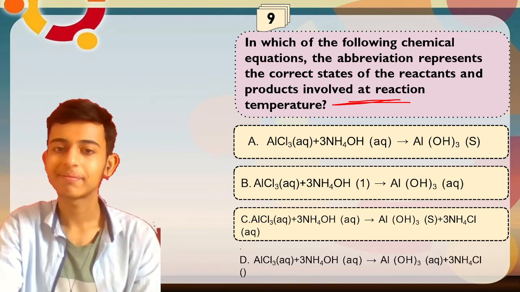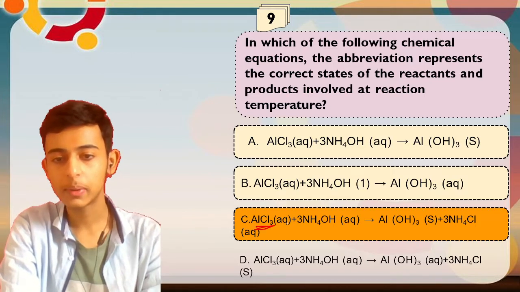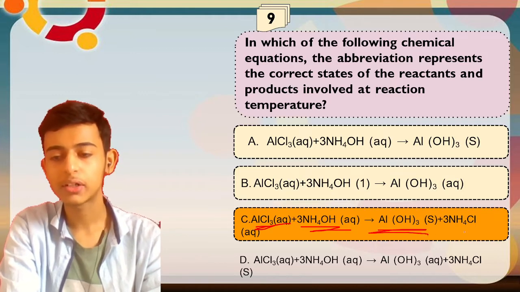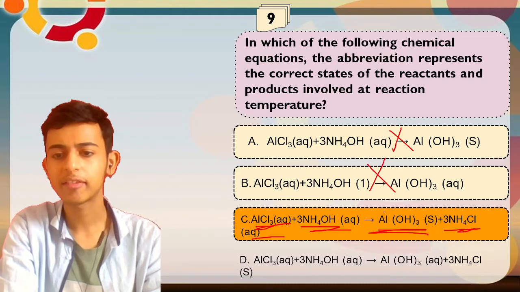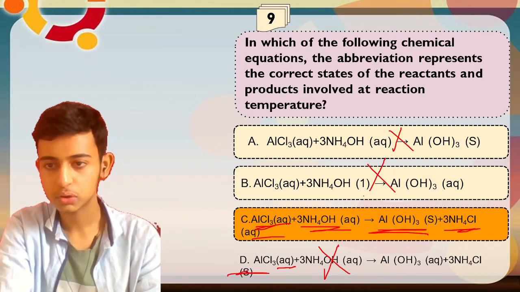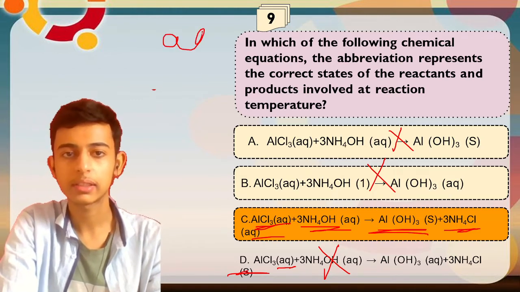Okay, and your time's up. Yes, aluminium chloride is aqueous, then NH4OH is aqueous again, and aluminium hydroxide solid, and this is aqueous. In others, you have different states, so you need to ignore them. Here they're saying aqueous and solid, which is wrong. Everything is aqueous, so you just have aqueous.